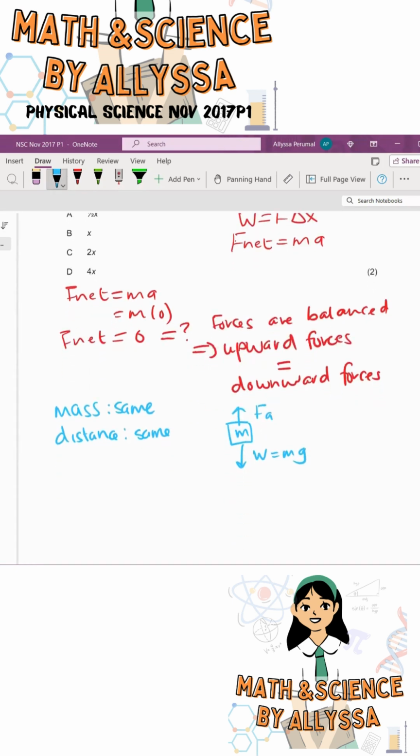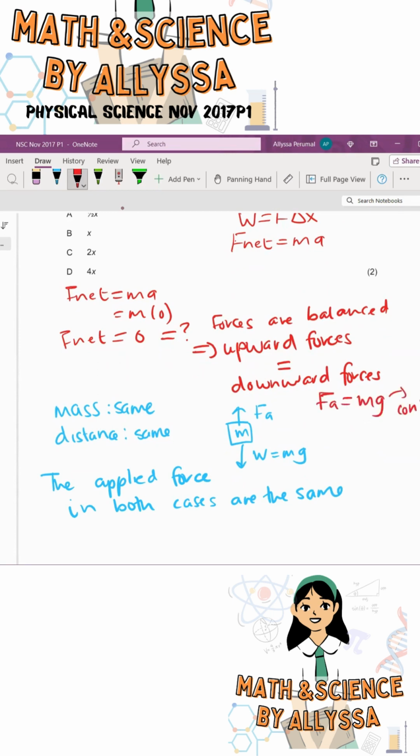So the fact that the mass is the same, and the fact that F net is equal to 0, meaning that the upward force is equal to the downward force, this just tells us that the applied force in both cases is the same. I just want to make sure you understand why I'm saying this. If the upward force is equal to the downward force, it means that FA is equal to mg. G is constant, and your mass is also the same for both examples. So that would mean that FA is the same in both cases. So the applied force in both cases is the same.